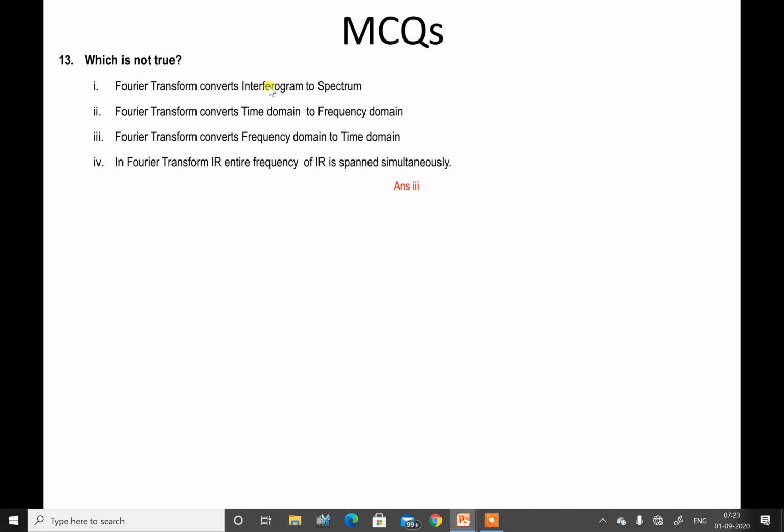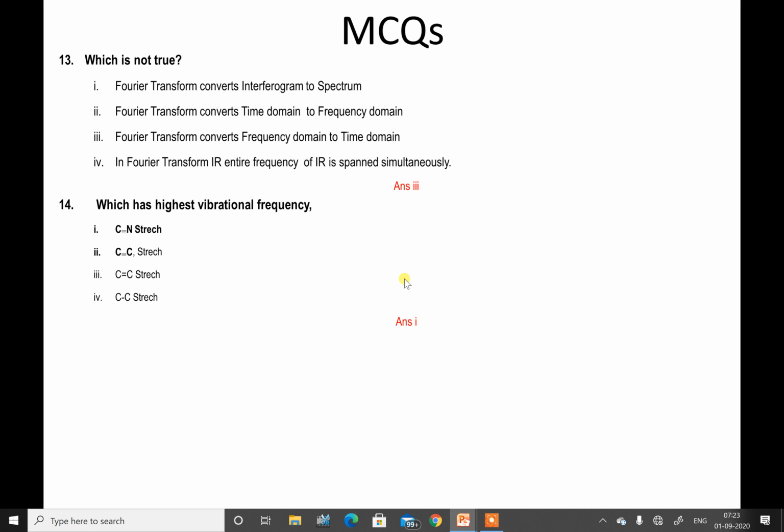This is interferogram. First it takes that and then it converts into spectrum, and this is based on time. So the time domain is converted to our normal spectrum of IR, that is the frequency domain. The difference between dispersive and Fourier is that it takes the entire frequency of the IR spanned simultaneously. So only 3 is not true.